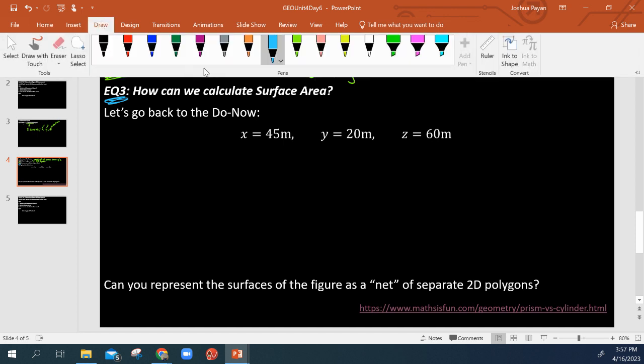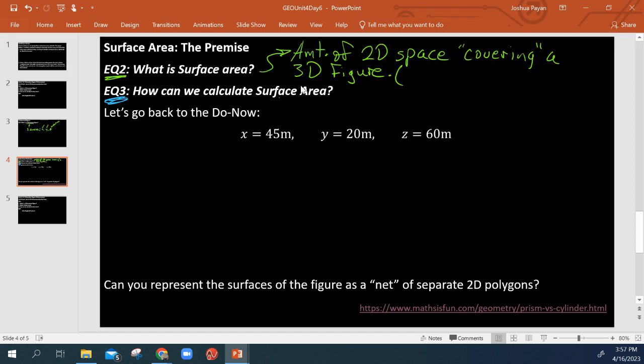And real fast before I go, so EQ2, another way to say that is, imagine a prism or whatever, right? You can think of this as two-dimensional perimeter. Okay, you'll see what I mean here in a second.